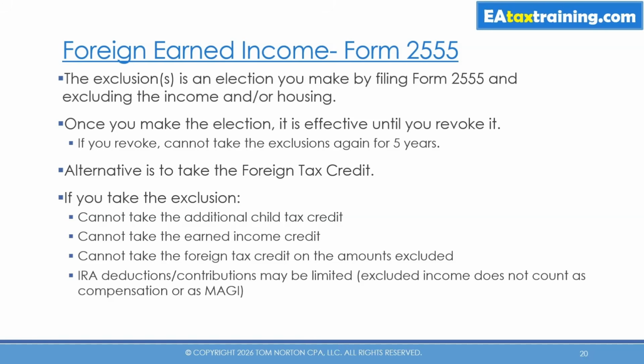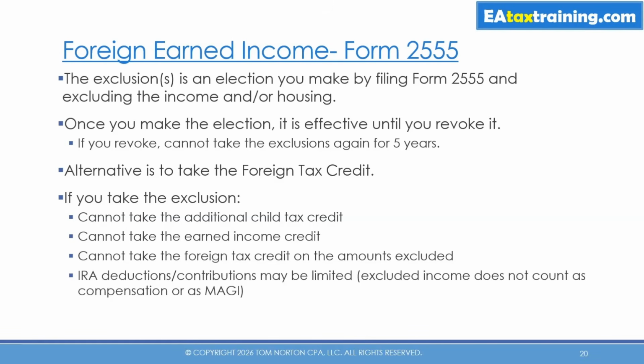In order to take these exclusions, either the foreign earned income exclusion or the housing exclusion, you have to make an election to exclude that income. The way you make the election is by filing this Form 2555 and excluding the income or housing on your tax return. Once you make that election, it is effective until you revoke it.